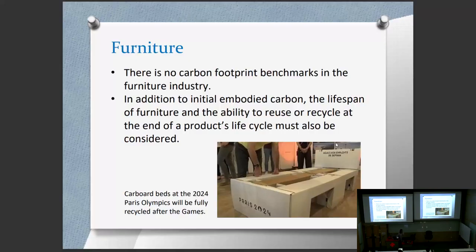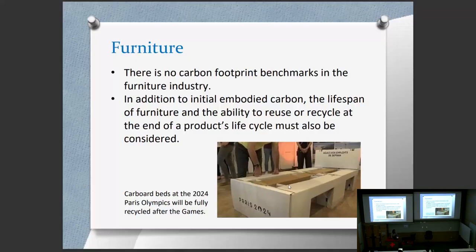So one example here would be the cardboard bed in the Olympics in 2024. They are made from recycled paper, and after the game, okay, the bed can be recycled. The material can be recycled.